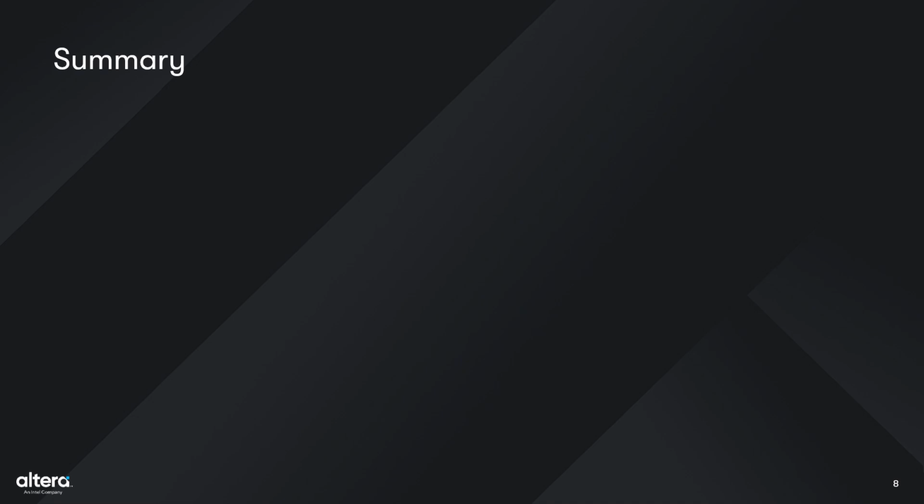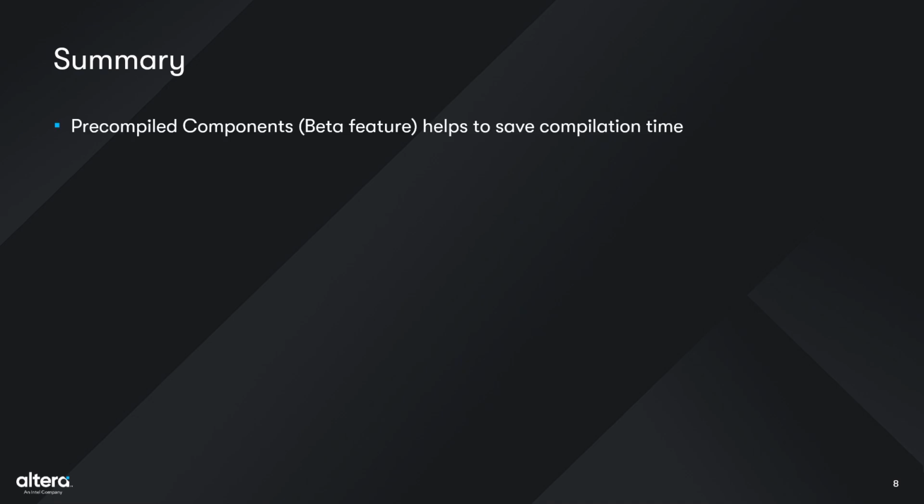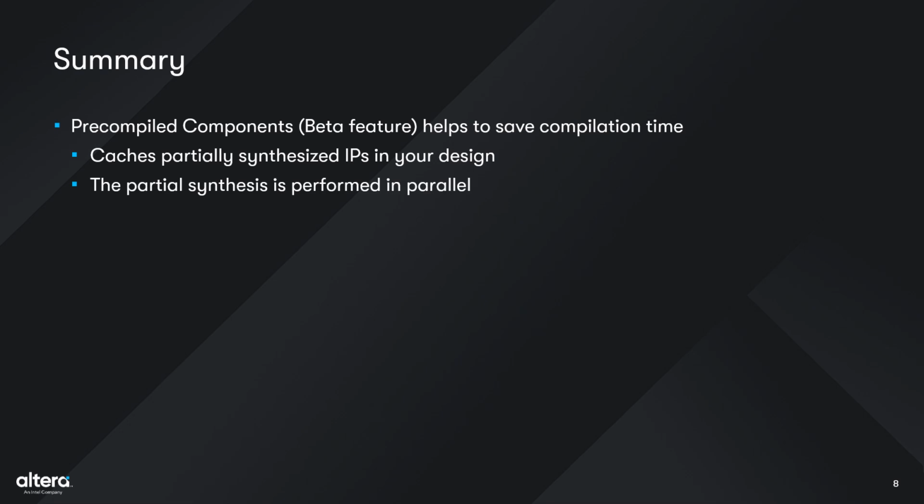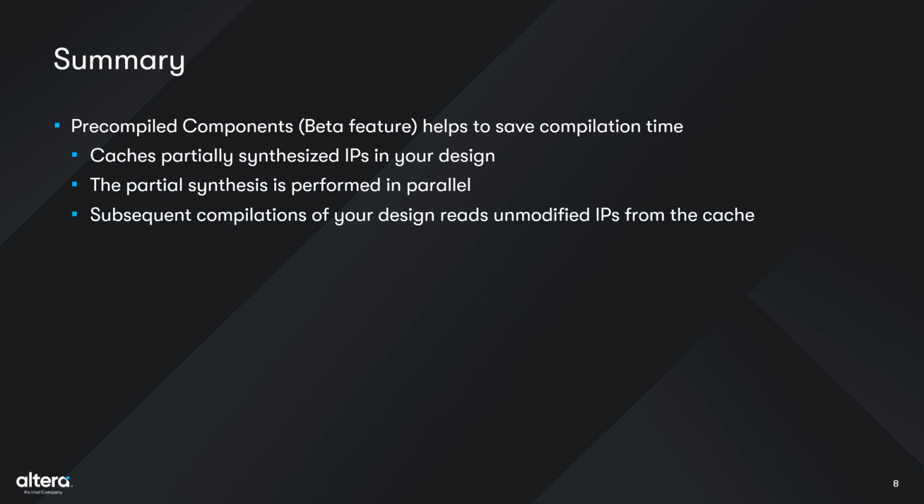In summary, once the precompiled components beta feature is enabled, the Quartus compiler partially synthesizes enabled IPs and stores them in a cache, leveraging parallel synthesis. You can set how many parallel jobs you want to use for partial synthesis. In subsequent compilations, unmodified cached IPs are not fully synthesized again, but read from the cache, thus saving time.